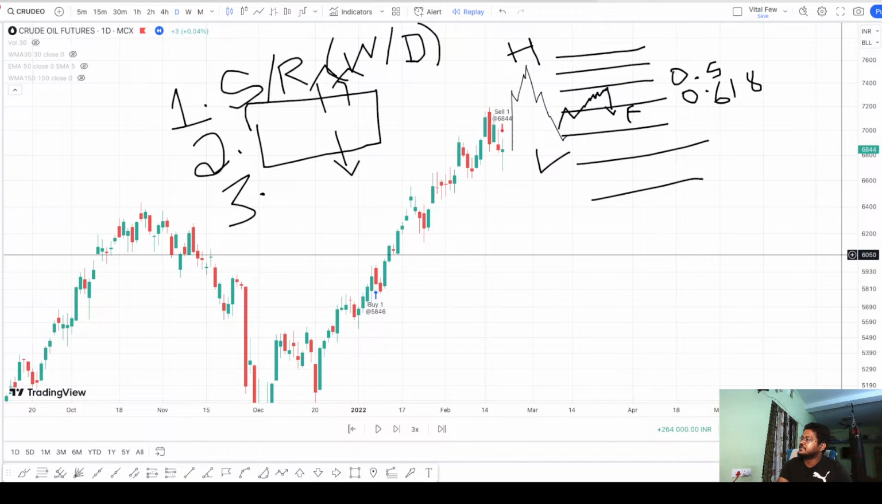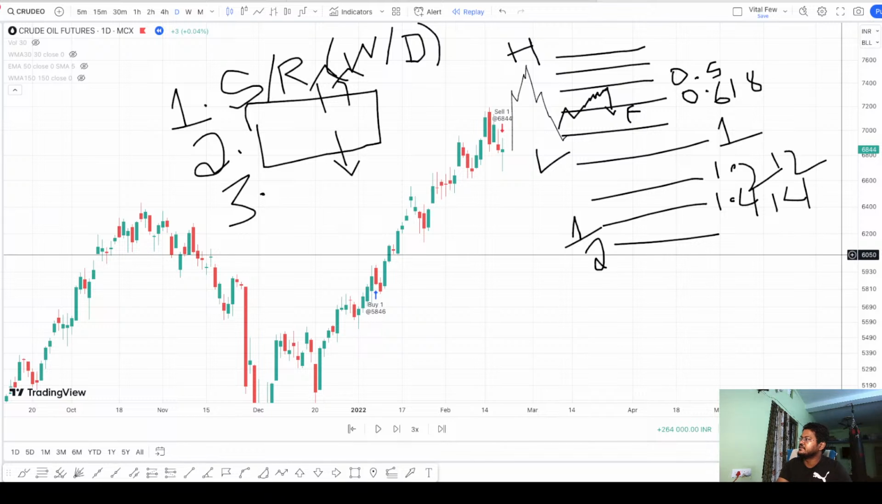Then keep 3 target levels. Let's say this is 1, then you can keep 1.414 as your first target. The second target will be 1.618. The third target will be 2.0. These are the 3 target levels you can keep, and blindly exit at those points.